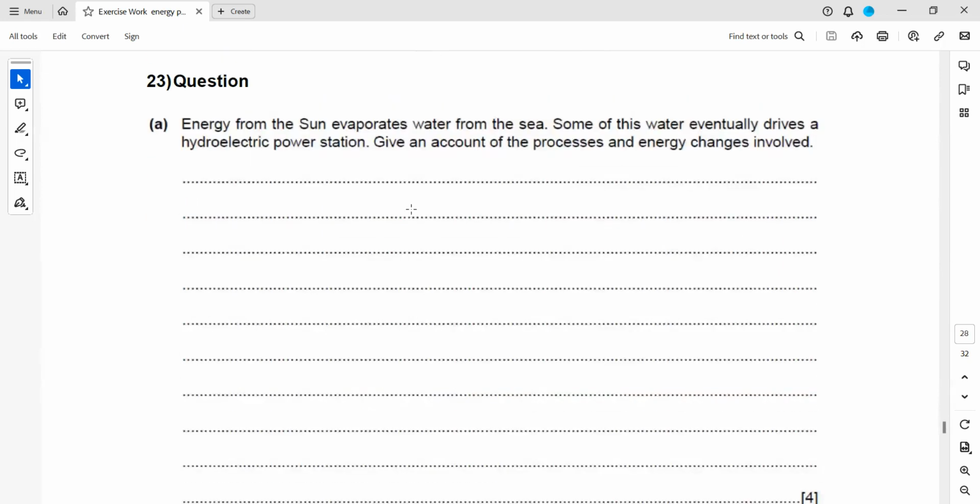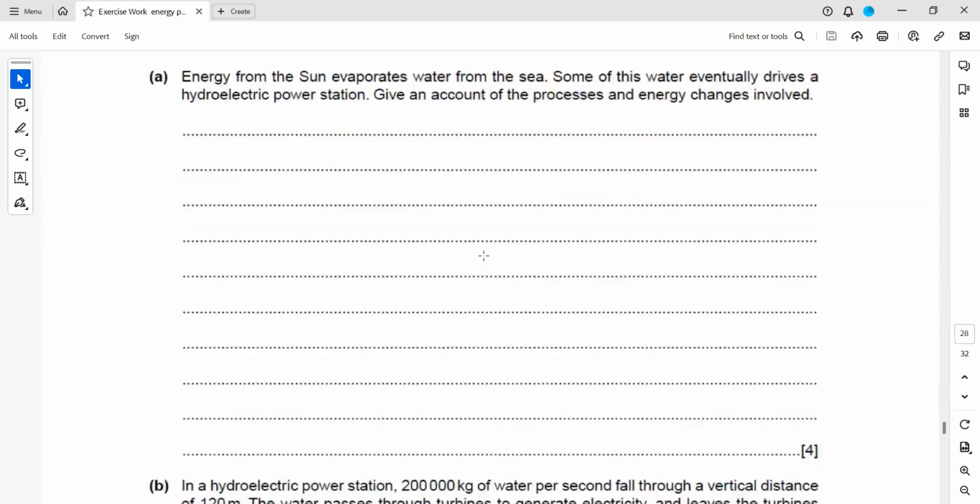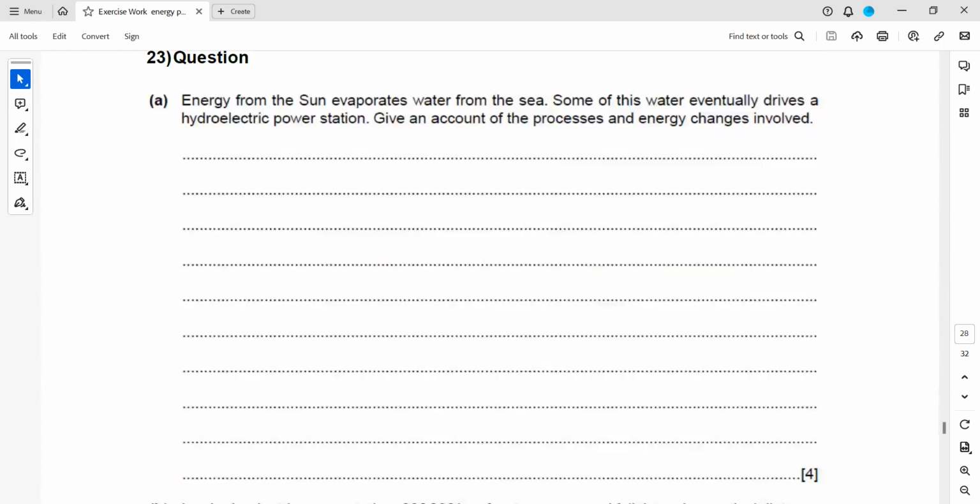Next question: energy from the sun evaporates the water from the sea and some of this water eventually drives a hydroelectric power station. Give an account of the processes and the energy change involved. A 4-mark question. You have to write about the hydroelectric power stations. So first, what will happen? Because of the heat energy, the water will vaporize, then it will condense, and then there will be precipitation or rain, and the falling water will form the lakes.